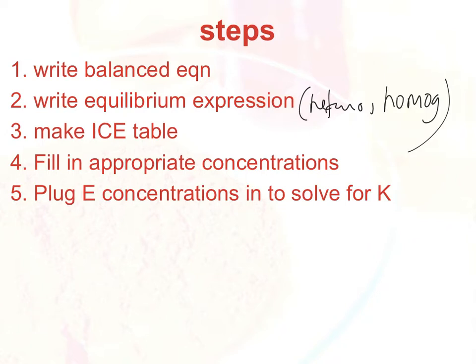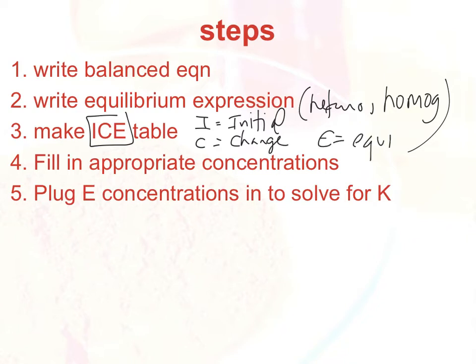You're going to then make something called an ICE table. The I in the ICE table stands for initial, C stands for change, and E stands for equilibrium. If you can remember that, you'll know what you're going to be plugging into each space. After we make our ICE table, we plug in our appropriate concentrations depending on what we've been given. And then we plug in the E concentrations and subsequently solve for K.